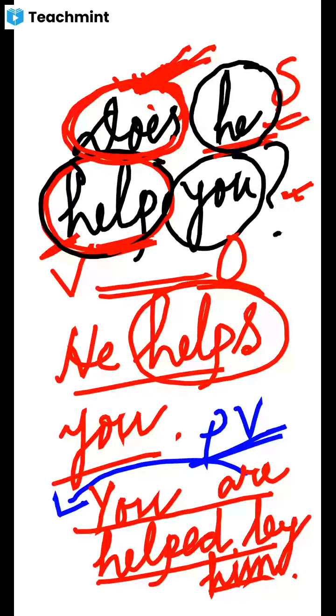So therefore, you see, does he help you? What have we done? First of all, make the sentence into an assertive sentence. How to make it an assertive sentence?